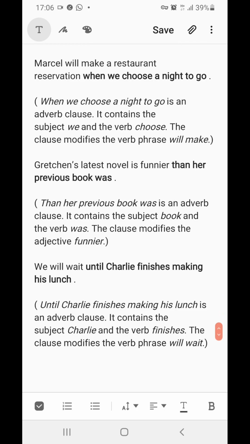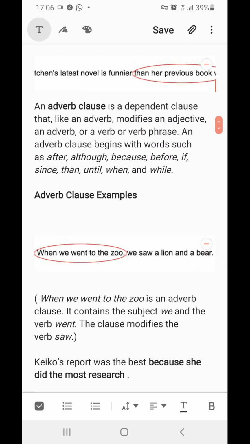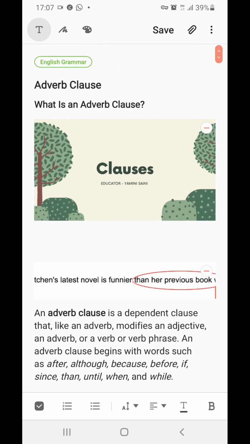We will wait until Charlie finishes making his lunch. So until Charlie finishes making his lunch is an adverb clause. Again, what will be the subject? Yes, subject is Charlie over here, the name of the person. And what is the verb over here? The action word. Yes, it is finishes. And the clause modifies the verb phrase over here. So what is that verb phrase? It is will wait. Okay, so this is it, the adverb phrase or the adverb clause we can say.